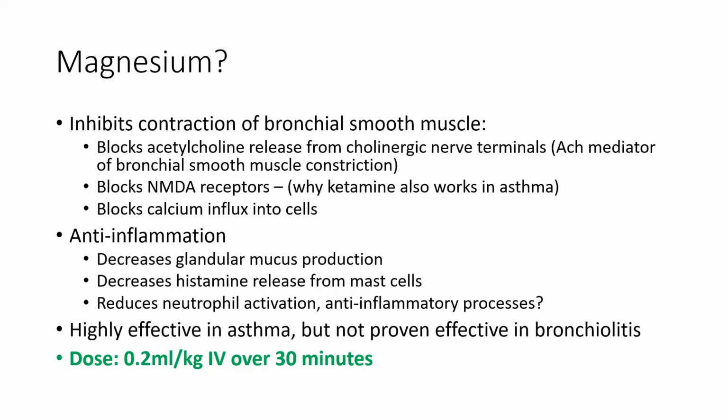Magnesium has a lot of different mechanisms by which it inhibits the contraction of bronchial smooth muscle. And as you know, in asthma, you've got bronchoconstriction. The smooth muscle of the airways is contracting, and magnesium inhibits several pathways to bronchial constriction. I won't go through them, but there's 3 different pathways that cause bronchial constriction. Also magnesium has an anti-inflammatory effect. It reduces mucus production, it reduces histamine release from mast cells. Many asthma patients have a lot of histamine as a stimulating factor to their bronchoconstriction, and it can reduce neutrophil activation.